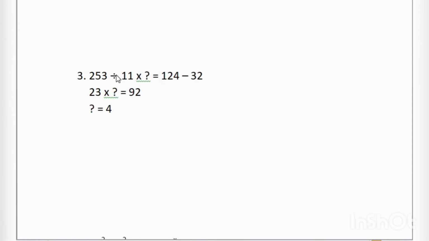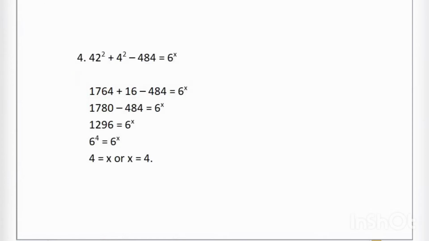In the BODMAS rule, first you do division, then only multiplication. So here 253 divided by 11, we will get 23 into that unknown number equals 124 minus 32, which is 92. From there we will get the unknown number as 4, because 23 into 4 is 92. So the answer is 4.